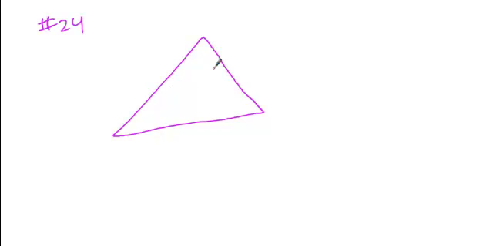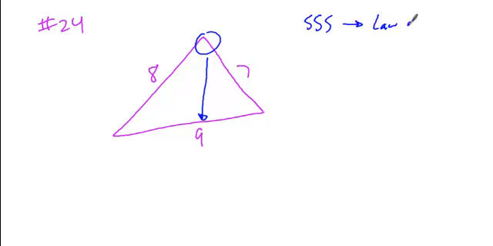24, we're looking for the largest angle of a triangle having sides of 9, 7, and 8. Okay, so we know that the largest angle is going to be opposite the longest side. And so we have three sides, SSS. When you're given a pattern of SSS, we can use the law of cosines to solve this, and we're simply going to solve for the angle opposite our longest side.